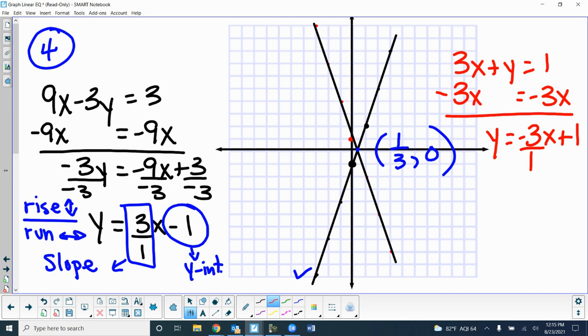Negative slopes will always be slanted like this. Left to right, it'll be going down. Positive slopes will always be like this, okay?